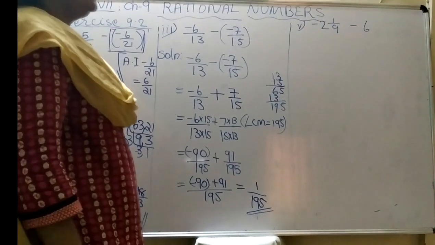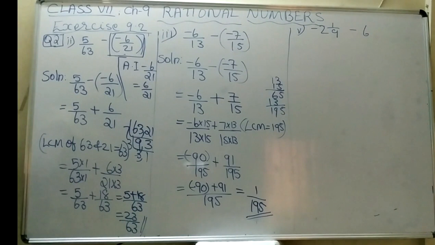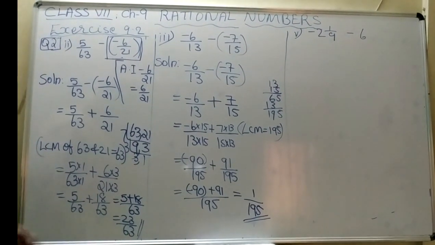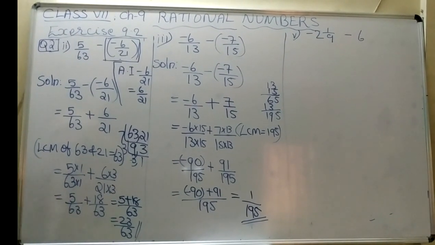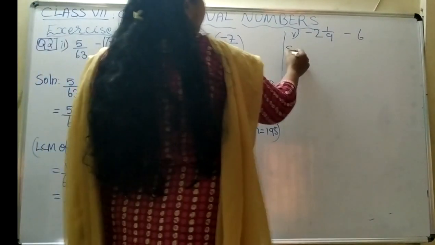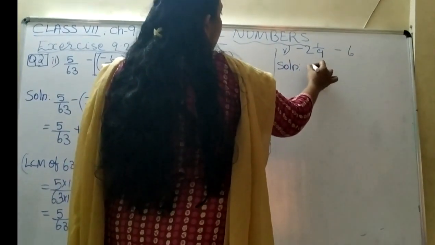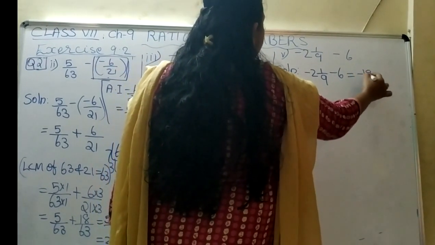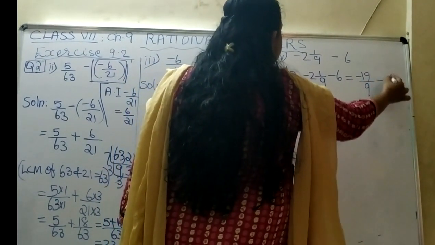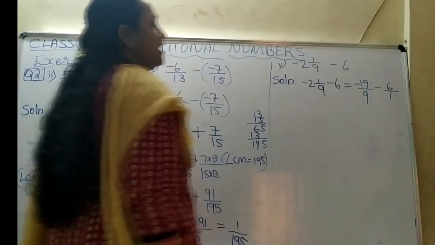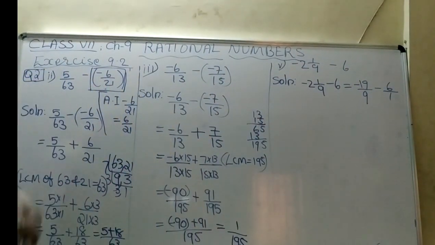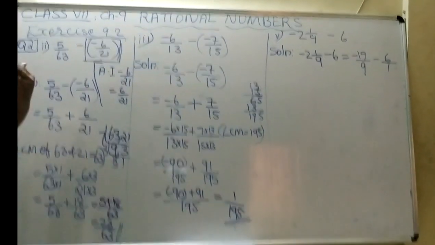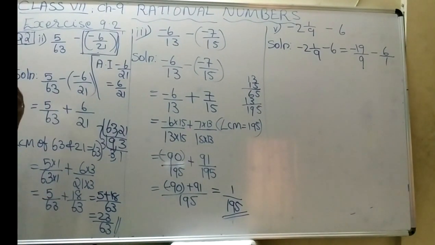Our next question is minus 2 integer 1 upon 9 minus 6. Here one is a mixed fraction. So first we convert it into an improper fraction and then subtract. Minus 2 integer 1 upon 9 minus 6 equal to minus 19 upon 9 minus 6. 6 can be written as a rational number by keeping 1 as the denominator. Here the denominators are different. You can make them equal by finding the LCM.